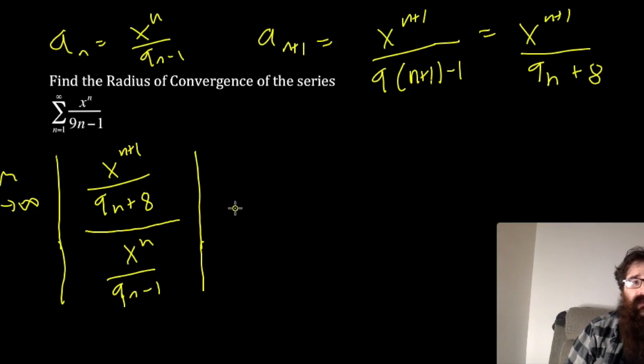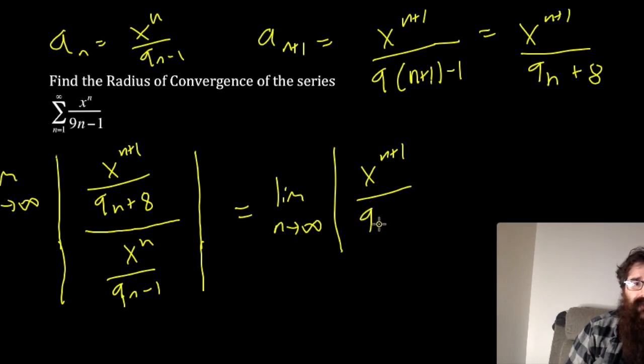We want to instead multiply by the reciprocal, so we'll say limit as n goes to infinity of the absolute value of, I leave the numerator the same, x to the n plus 1 over 9n plus 8. And then I multiply by, I flip the bottom fraction, so 9n minus 1 over x to the n.